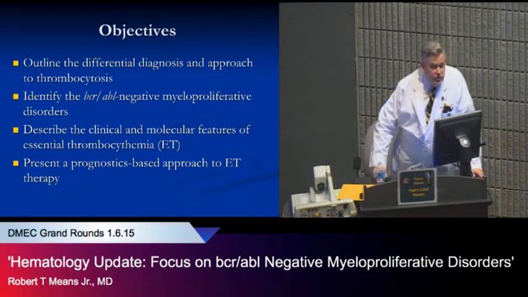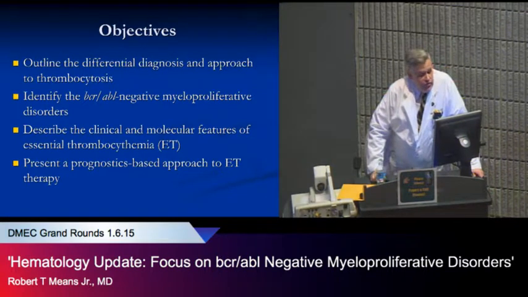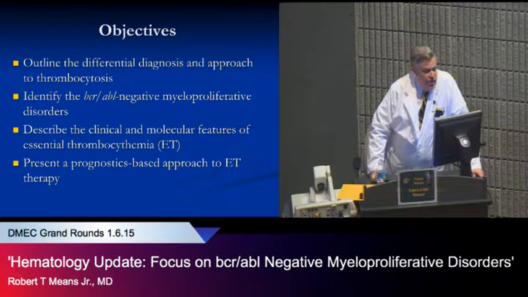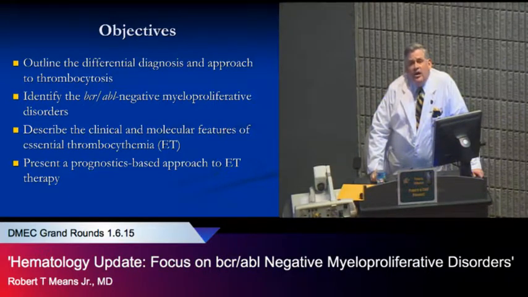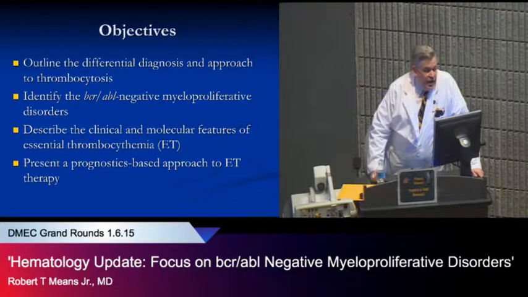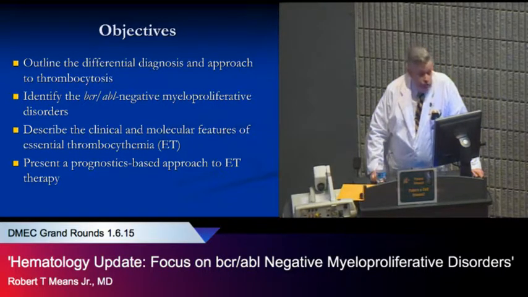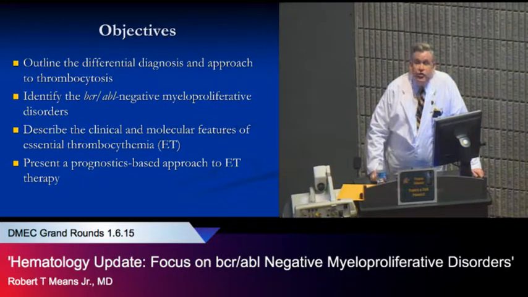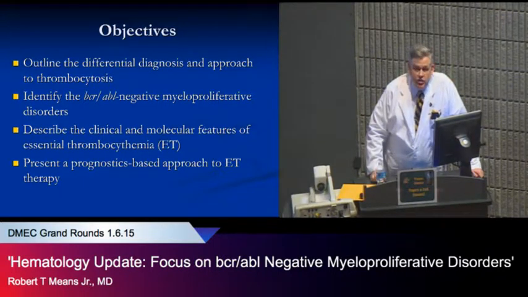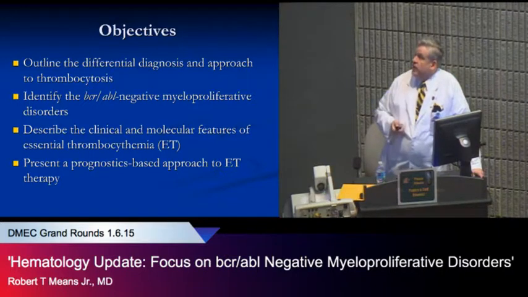So my objectives are to outline the differential diagnosis and approach to thrombocytosis, to identify the BCR-ABL negative myeloproliferative disorders, and to describe the clinical and molecular features, particularly of essential thrombocythemia, and then to talk about, which is really new, the new changes in the prognostic-based approach to essential thrombocythemia management.